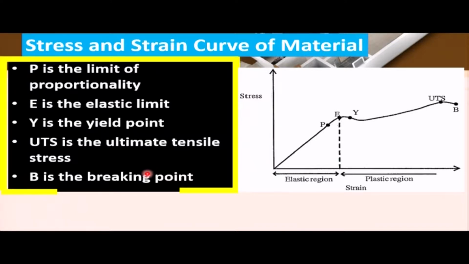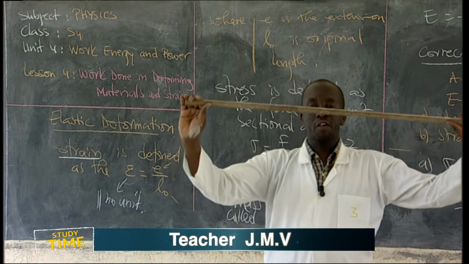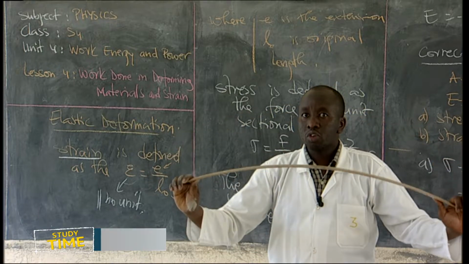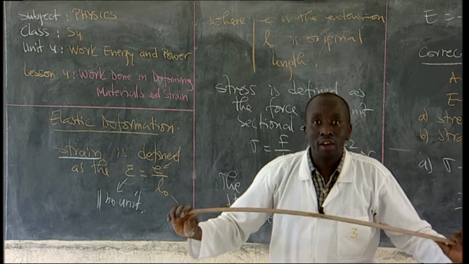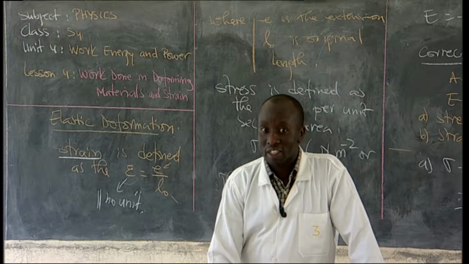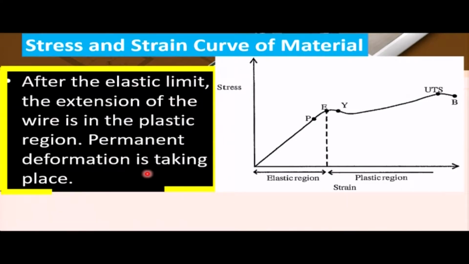From this point, the material breaks. It is broken into parts. It means that if I apply force on this metal ruler and I continue, I'm not going to continue because I can break it. I can get to that point of B. Do you understand? And I can't do that because we have to keep these materials properly for the next students. Now we can say that after the elastic limit, the extension of the wire is in the plastic region and permanent deformation is taking place.